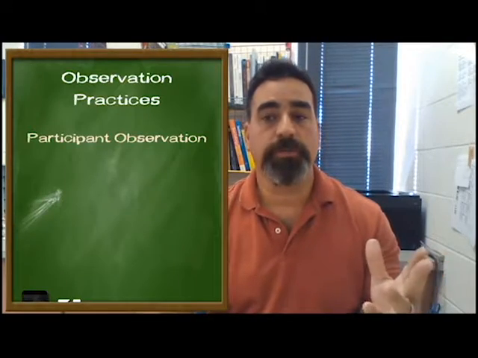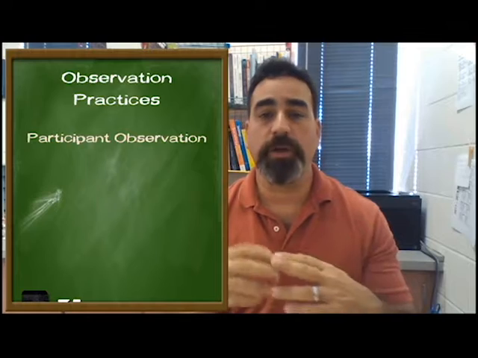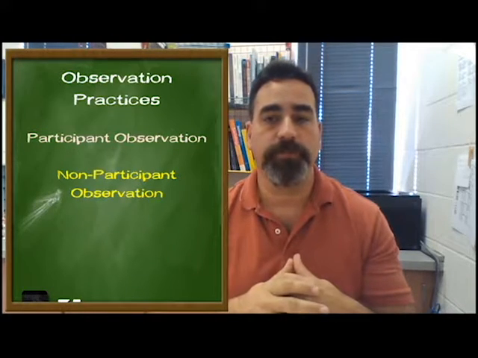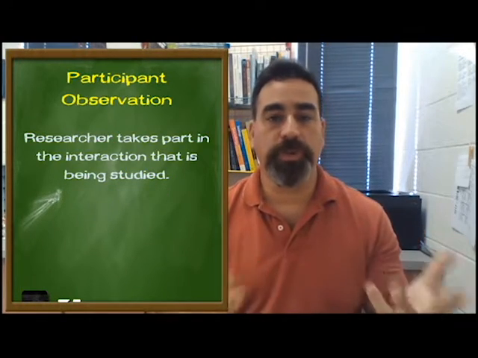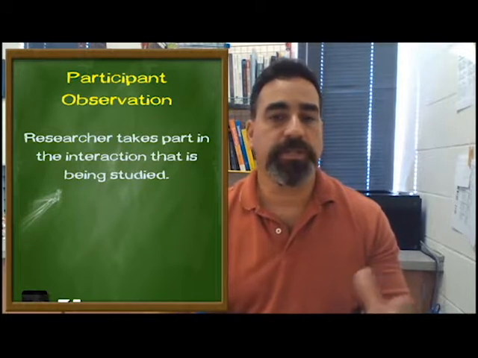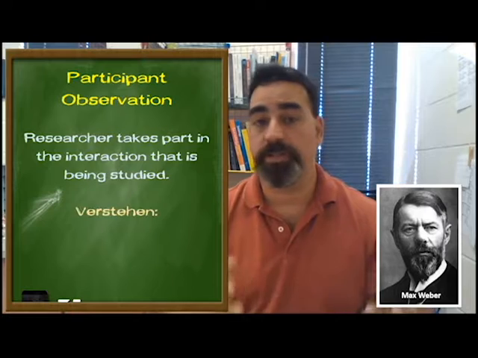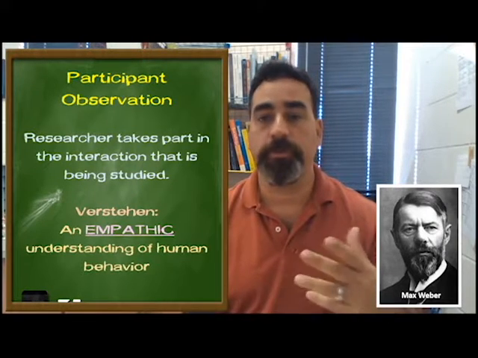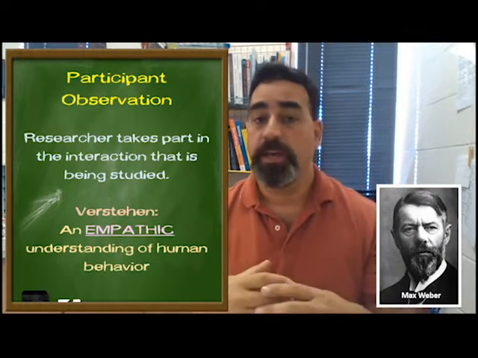There are two ways to conduct observations. Participant observation is the most common, but researchers may also use non-participant observation. Participant observation is where the researcher takes part in the behavior and interactions that he's studying. This is consistent with Max Weber's concept of Verstehen, or an empathic understanding of human behavior. In this case, the researcher has a deep understanding of the interactions he's studying because he's experiencing those interactions, including the psychological and emotional ramifications.